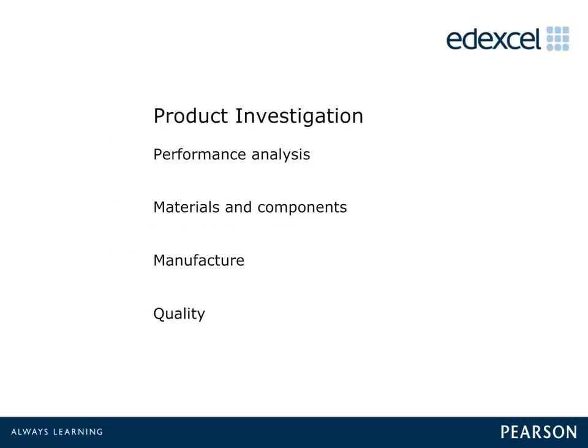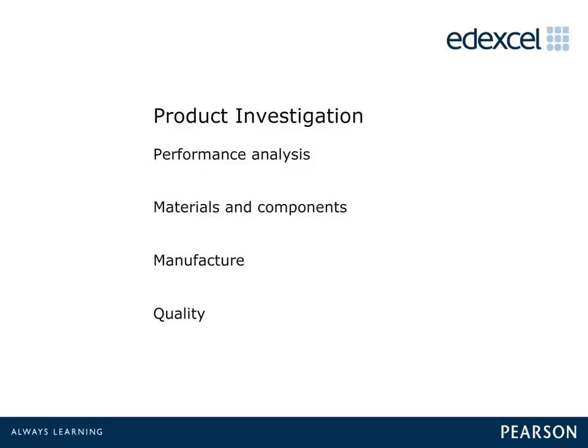In product investigation, students must select a product that contains at least 2 materials and is manufactured using more than one process. They are required to investigate the selected product under the headings Performance Analysis, Materials and Components, Manufacture, and Quality. Students, under teacher guidance, have complete choice in selecting appropriate products for investigation. Work can be presented in either A3 or A4 format.